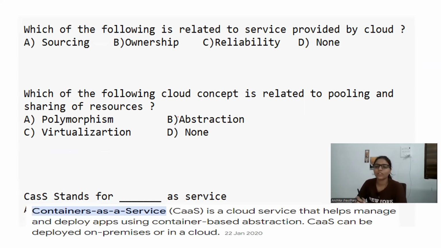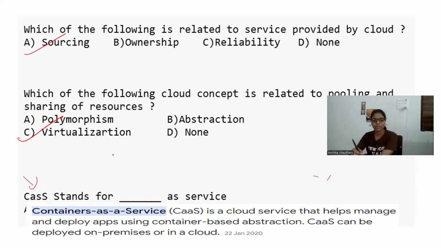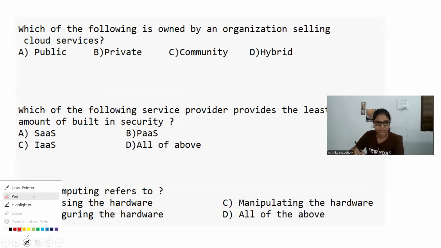The next question is: which of the following is related to a service provided by cloud? Sourcing, ownership, reliability, or nothing? Sourcing is the thing that is provided by the cloud. Let's move on to the next question. Which of the following cloud concepts is related to pooling and sharing of resources? Again, virtualization is the important answer. The next is: CaaS stands for containers as a service. This cloud service helps manage and deploy apps using container-based applications or abstraction. SaaS can be deployed on premises in a cloud. Let's have a look at the next question.